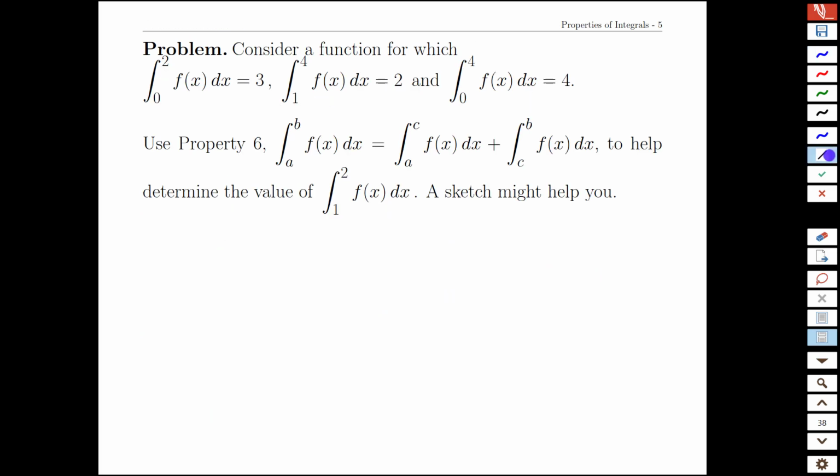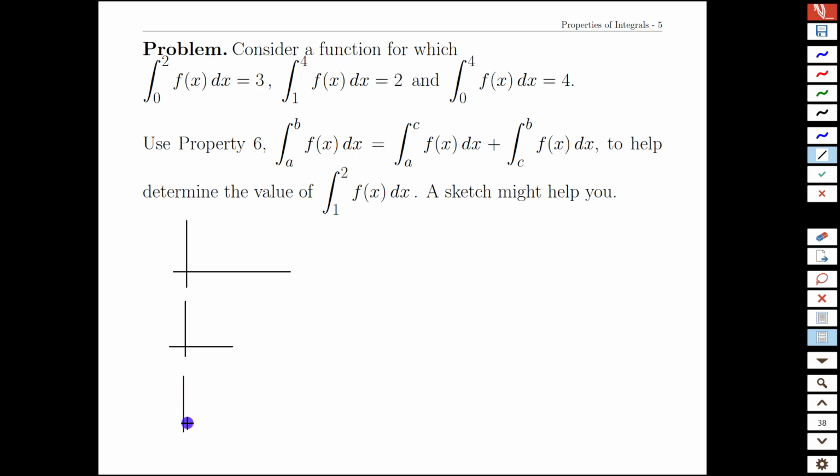In this problem, we're looking at the same function each time, f of x, and what's changing here are the limits of integration. So 0 to 2, 1 to 4, and 0 to 4. And what we're going to try to use is one of the properties we focused on earlier, where we try to connect these intervals to find out a related integral. So let's sketch each of these out.